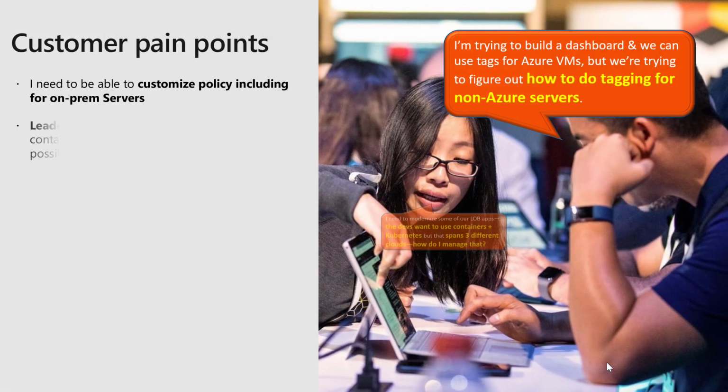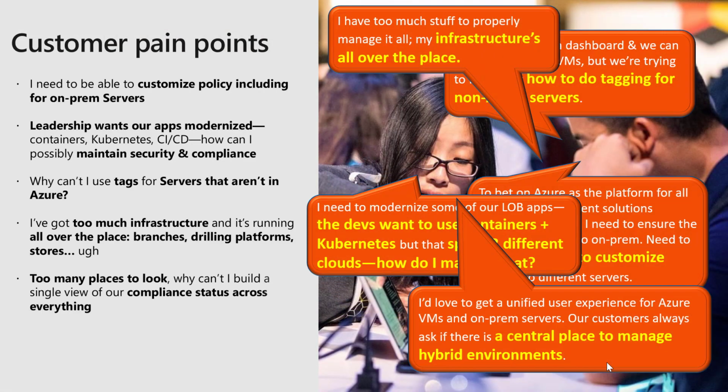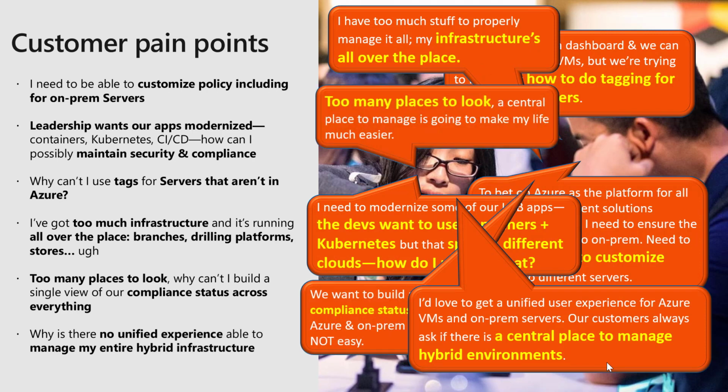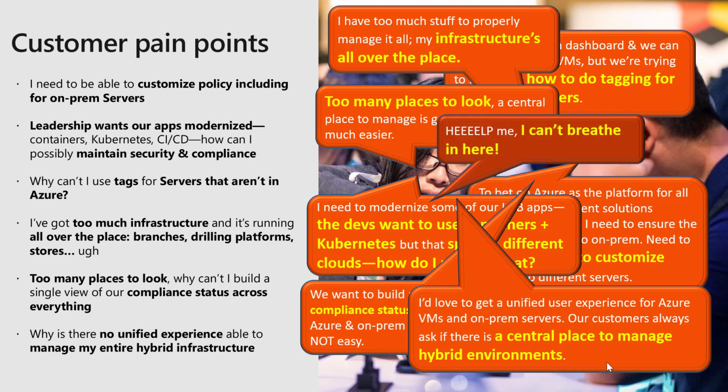Now, we heard a lot of customer pain points here. So they have pain making sure that all their servers running in these different infrastructures have the same policy and are configured the right way. They have too much different infrastructure around, and there are too many places to look at. There's no central place where they can actually see all their systems. Sometimes they use management tools for their servers on-prem.